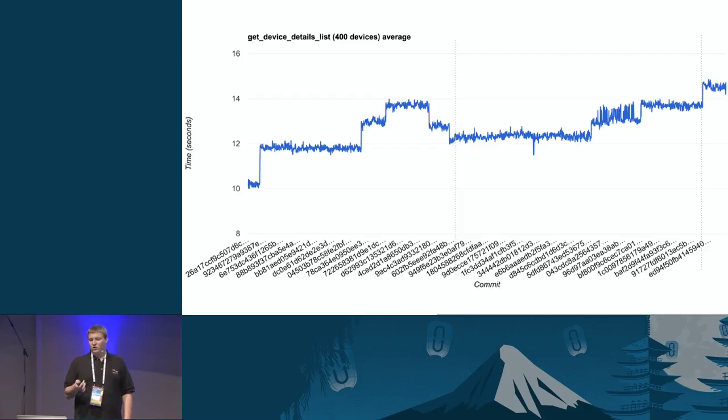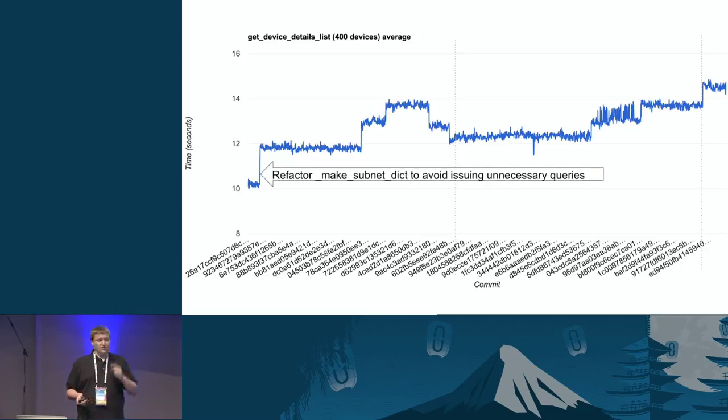So this one, unfortunately, is one that got worse over time and kind of illustrates why we need to add tooling that automates this process so we prevent these regressions. The funny thing is this first jump was from a commit that was refactoring a call to avoid issuing unnecessary database queries. So this was submitted to improve the performance of a completely unrelated call that was going to get subnet, so it resulted in a preemptive database join that ended up slowing down this code path while it was improving another one somewhere else.